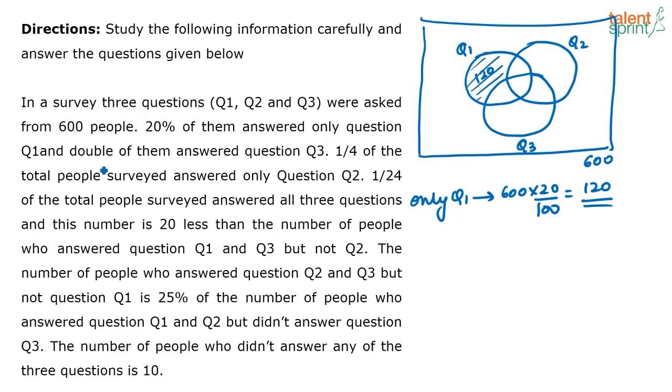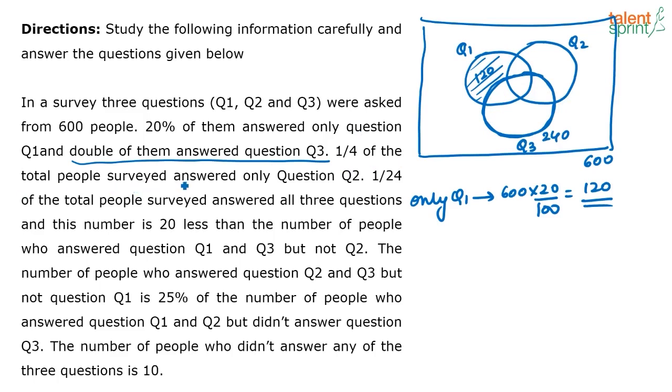So only Q1 is 120. Now next, what have they said? 20% of them answered only Q1, and double of them answered the question Q3. So if 120 people answered only Q1, double of this value is 120 into 2, that is 240. So 240 students answered Q3. Double of them answered Q3 means this 240 represents this full circle. It also represents the people who have answered Q1 and Q3, and Q1, Q2 and Q3. Totally 240 people have answered Q3. Yes. Next, what have they said?